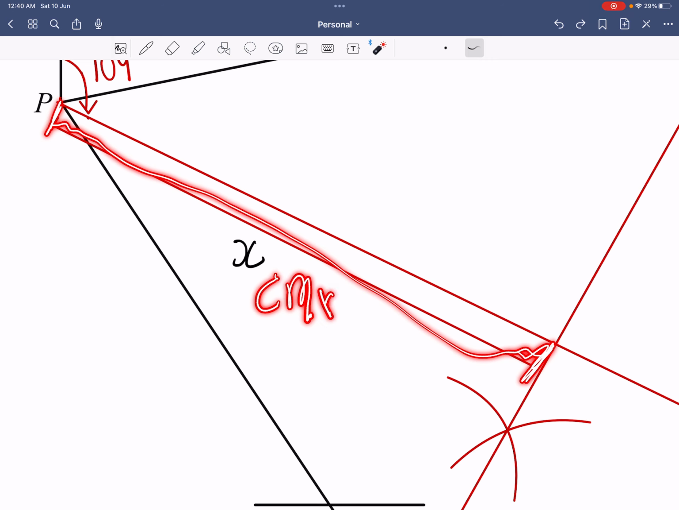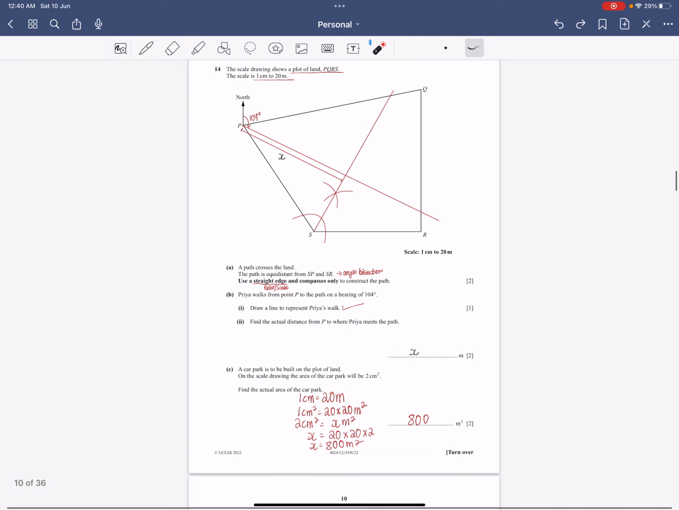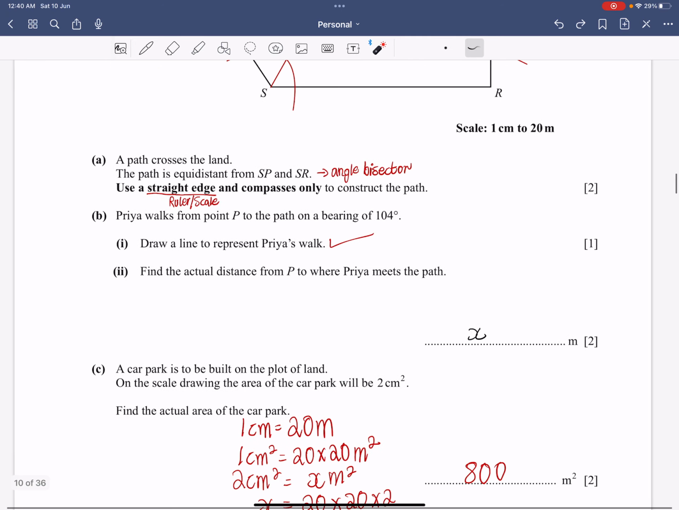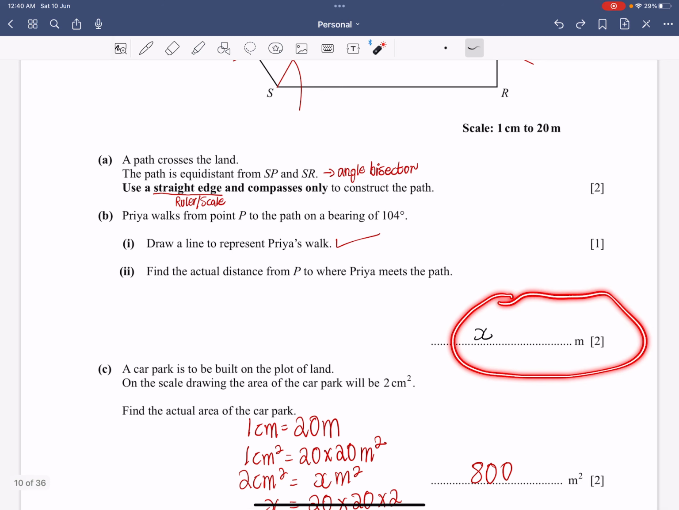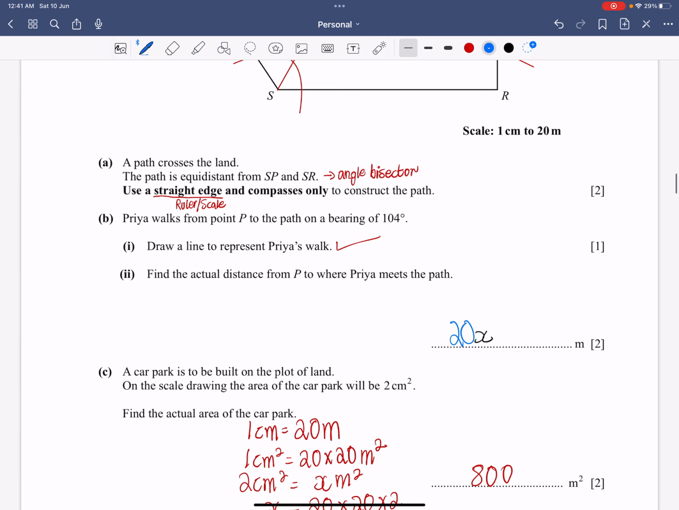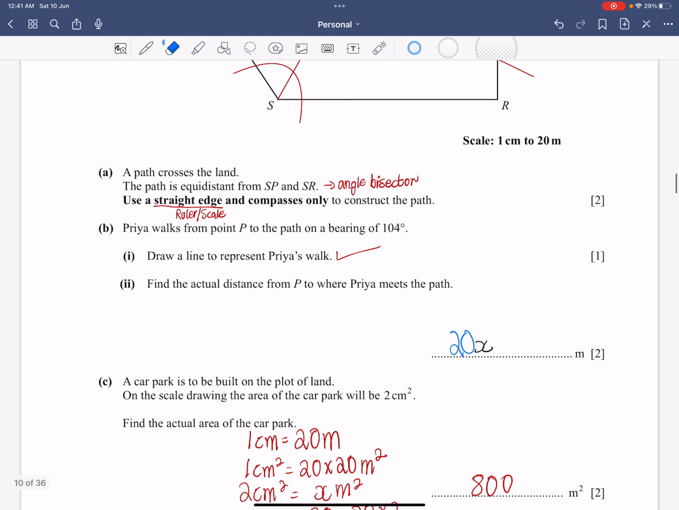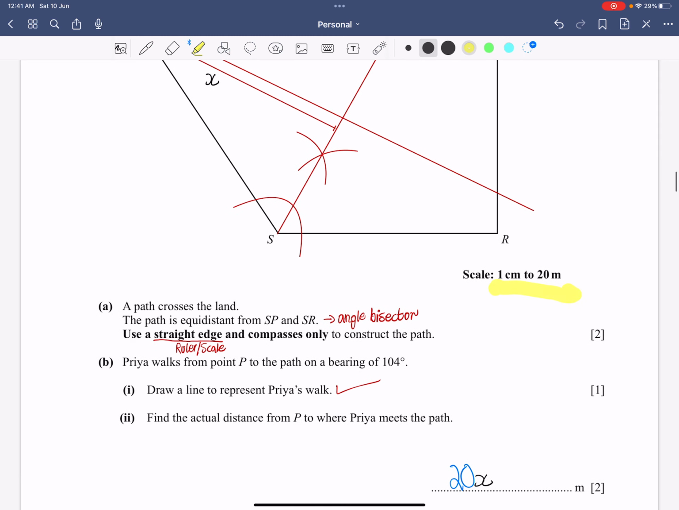You will multiply this by 20, because 1 centimeter represents 20 meters on this scale, and once you multiply it, you will get the answer. This will be 20x actually. So this will be 20x, right? Because 1 centimeter to 20 meters, right? So this will be your answer.